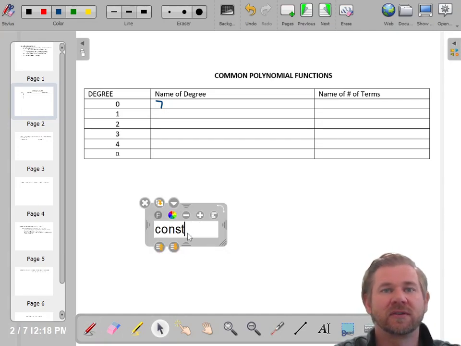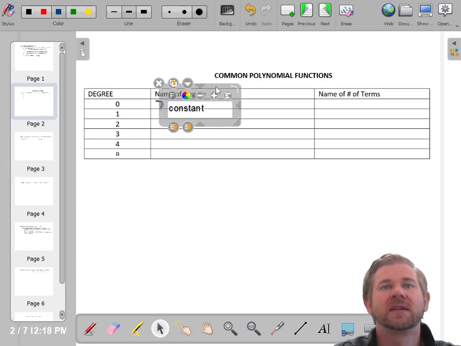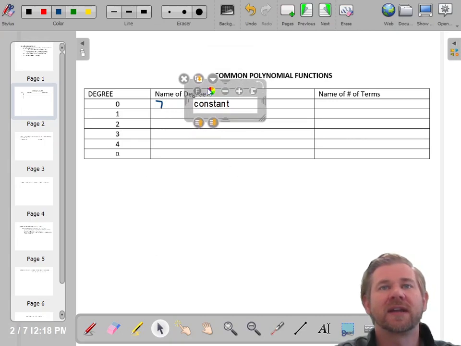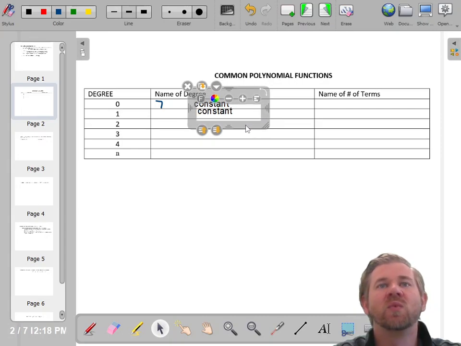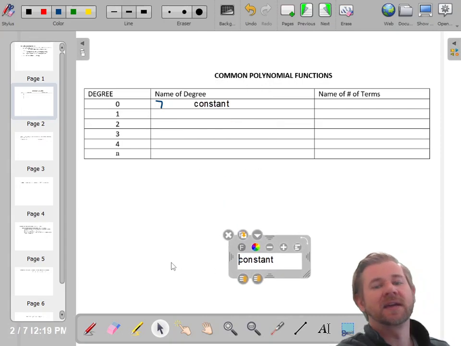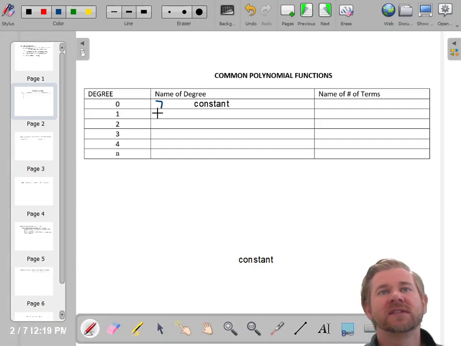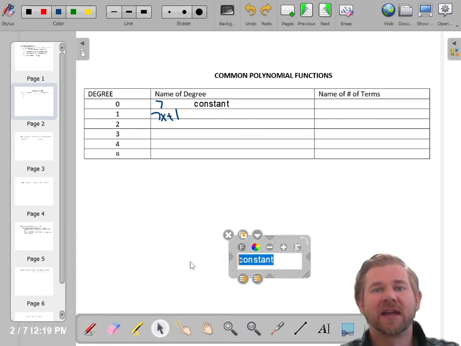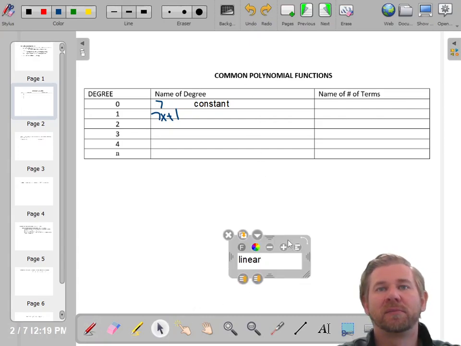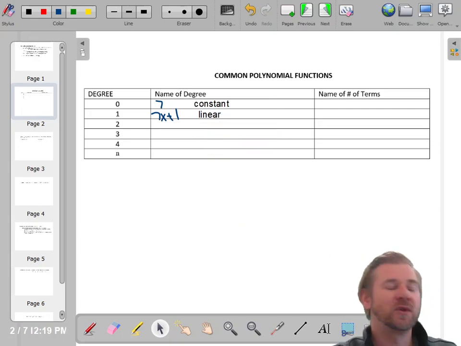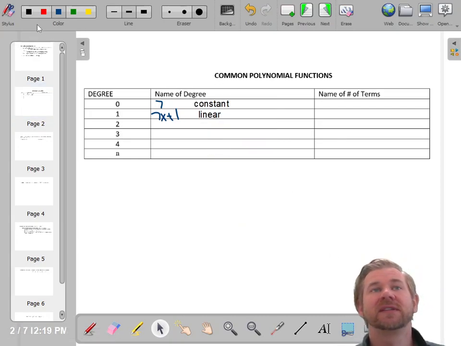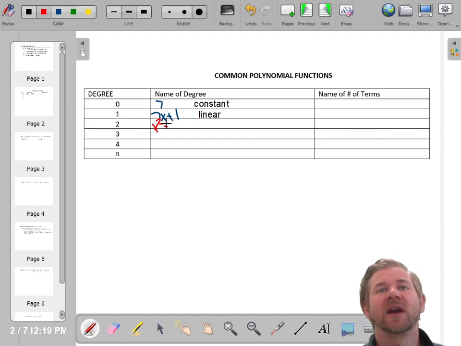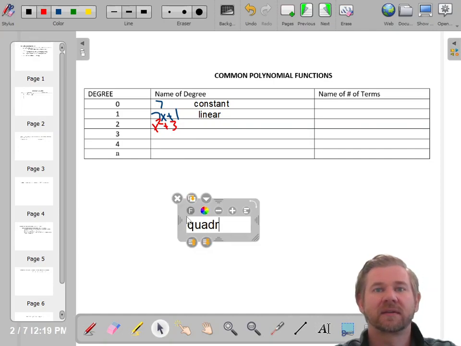I'm going to type so it's easier to read. Constant, okay. A degree 0 polynomial is called a constant. It'll just be a number. A degree 1, so if you have something like 7x plus 1, that's x to the first is the highest degree. So that would be called, if you graph it, you'd make a line, so we call that a linear polynomial. If you have a degree 2, that's what we've been doing most of this semester, something like x squared plus 3, degree 2, that's called a quadratic.